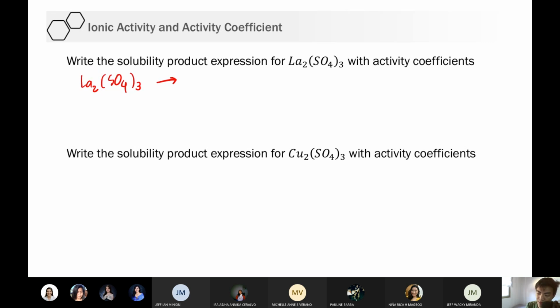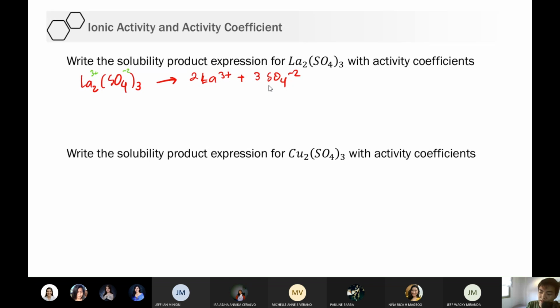lanthanum is 3+ in charge, and sulfate is 2- in charge. So you will get 2 moles of lanthanum 3+ and 3 moles of sulfate ion. We obtain the charges by doing the reverse crisscross. However, the coefficients are determined by their subscripts. We have 2 moles of lanthanum, so we get 2 La3+. We have 3 of the sulfate, so we will have 3 sulfate ions.